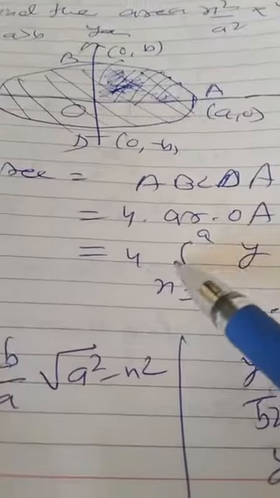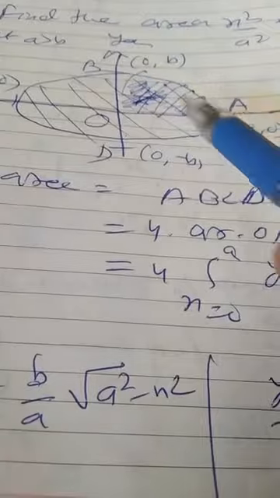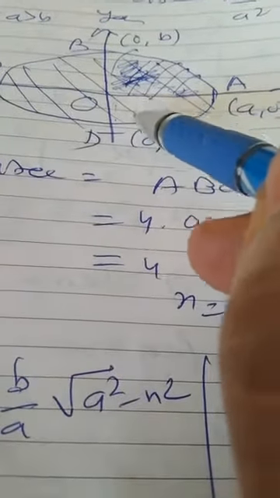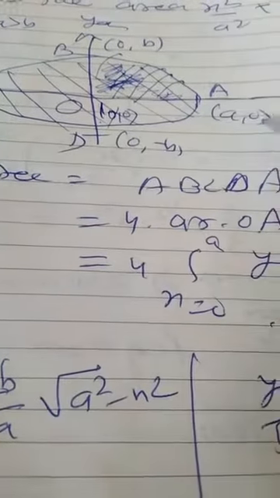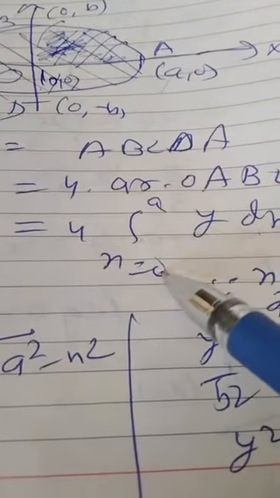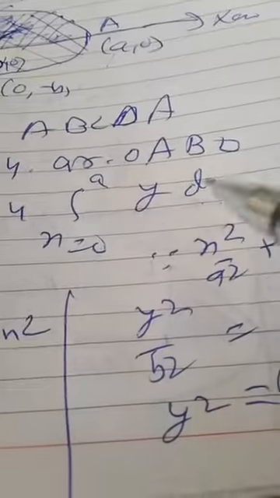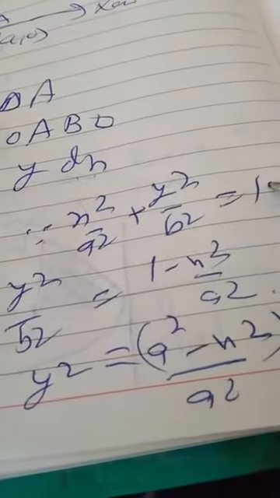So we have 4 times the area of O, A, B and O. The area extends from x equals 0, that is the origin, to x equals a, so the area is the integral of y dx, because we are taking the limit of x. So we integrate with respect to x, and y is a function of x. How do we get y as a function of x? From x square by a square plus y square by b square equals to 1.